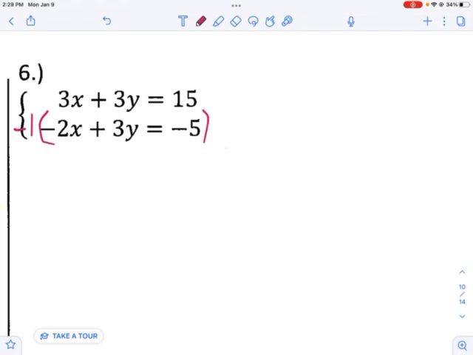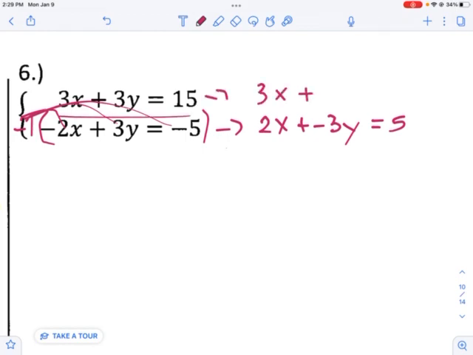Negative 1 times negative 2x is positive 2x. Don't lose the signs. Negative 1 times 3y is negative 3y. And negative 1 times negative 5 is 5. Now I don't have to touch the top equation at all, so I'm just going to copy it over. 3x plus 3y equals 15. Now I have exact opposite terms. My 3y and my negative 3y, they add and eliminate.